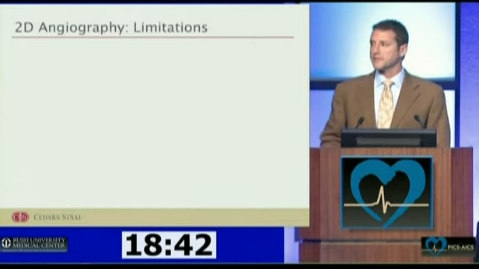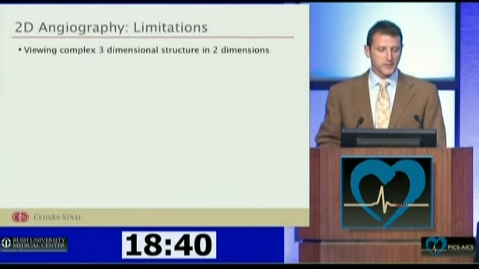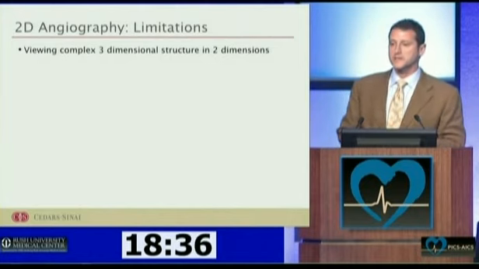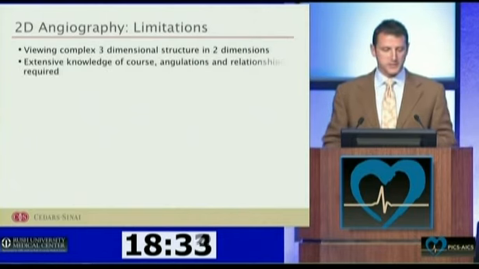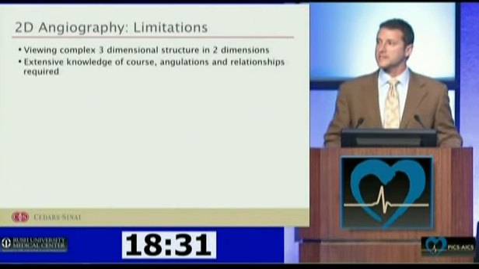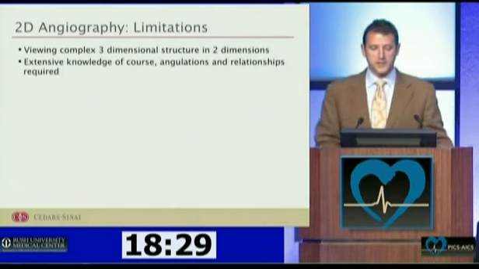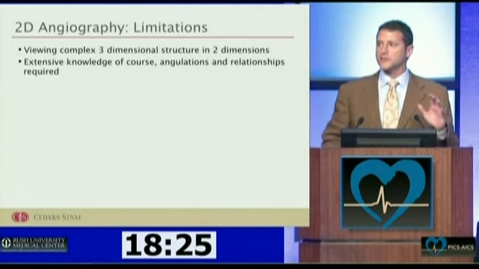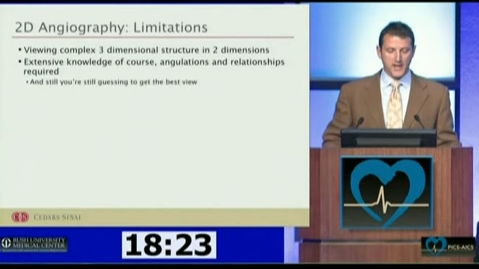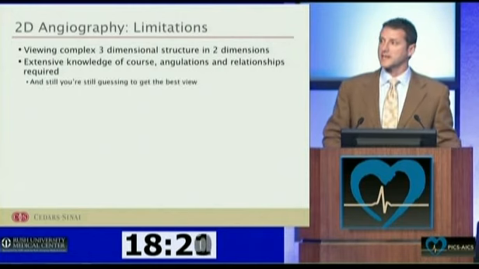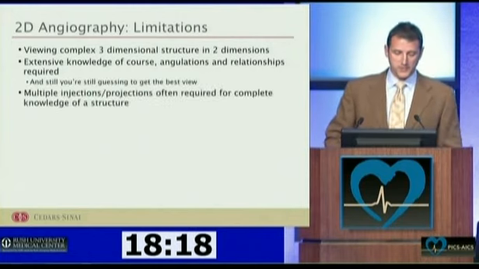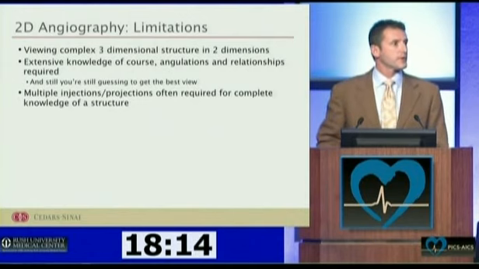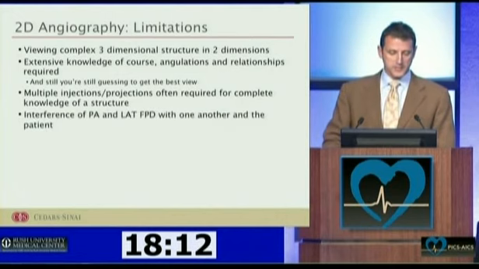But 2D angiography, as you've heard over and over again tonight, has some limitations, the most obvious of which is that we have been viewing complex three-dimensional structures in 2 dimensions. And fairly extensive knowledge, lots of years of training, lots of reading is required to get the proper relationship between your camera and the structure, and even then, you're still guessing as to where to take the best picture or the best view. Multiple injections and projections are typically required for complex structures like pulmonary artery stenoses.